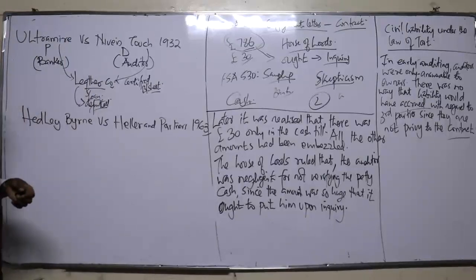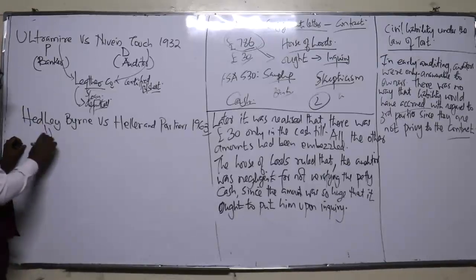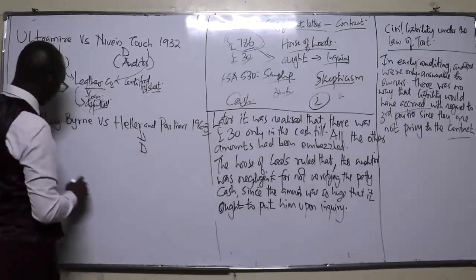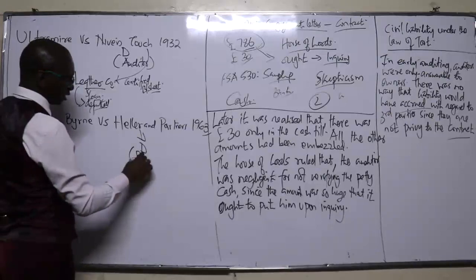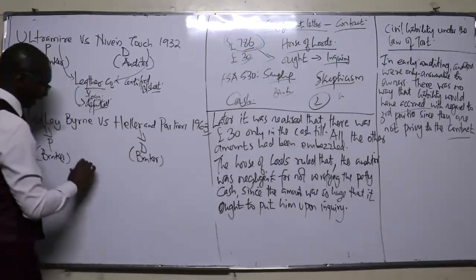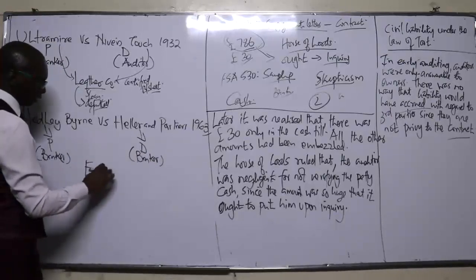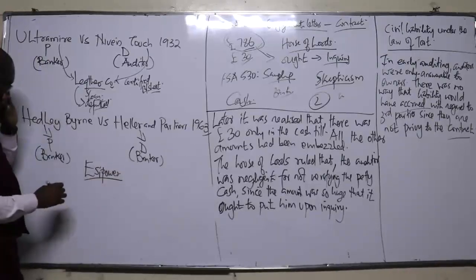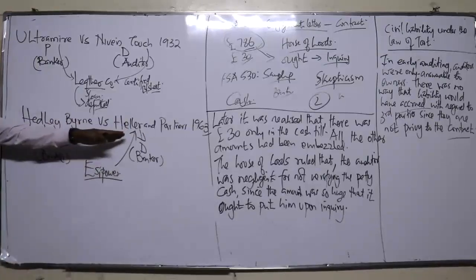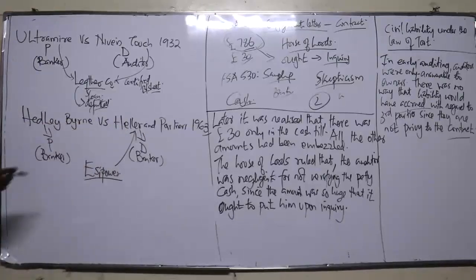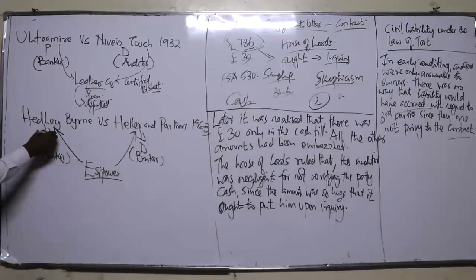In this case, the House of Lords realized that the decision made in the Ultramares case was not okay, that the party should be successful if they are able to prove they suffered loss upon relying on one's professionalism. This is the plaintiff, this is the defendant. Both of them were bankers. Then we had a client by the name AC Power, who was banking with Heller and Partners. But when he needed a loan, he approached Hedley Byrne.